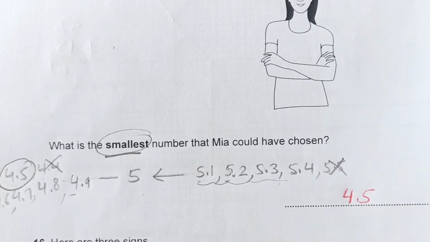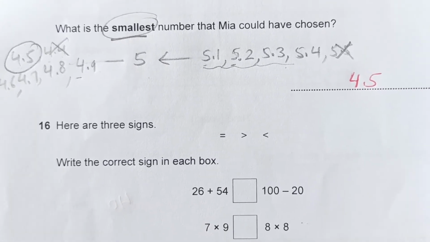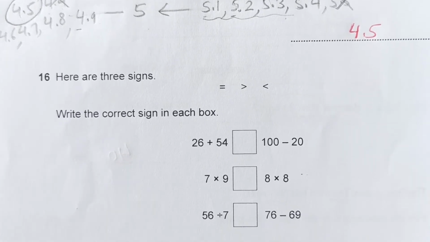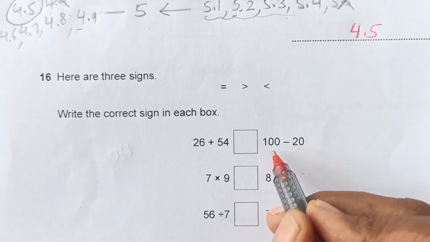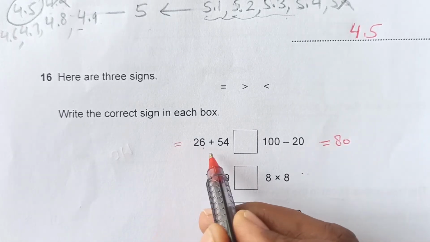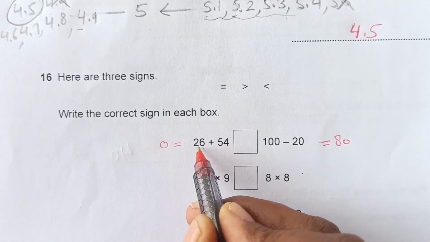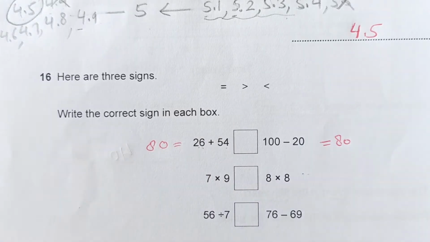Now number 16. Here are 3 signs: equal, greater than and less than. Write the correct sign in each box. First of all you need to know the calculations before we write the signs. 100 minus 20 is 80. Now 26 plus 56: 6 plus 4 is 10, 5 plus 2 is 7, so 8 tens. So both are equal. Which sign will go here?